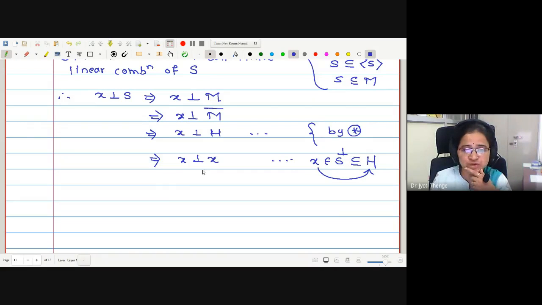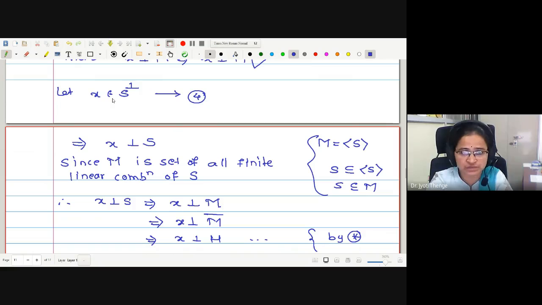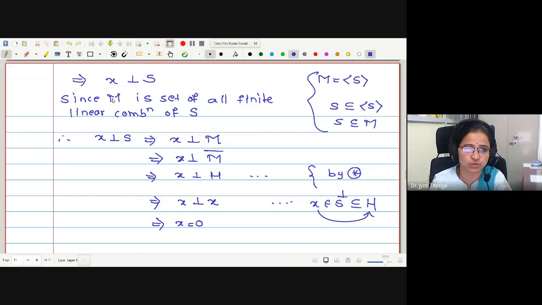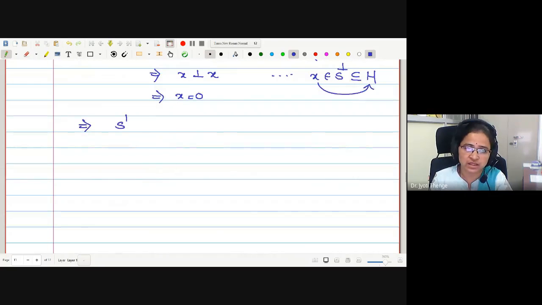But when is x orthogonal to x possible? This is possible only if x is equal to 0. Therefore, here we started with x in S perp and we have proved x is equal to 0. Therefore, may I say the only element in S perp is 0. Therefore, S perp is singleton 0.